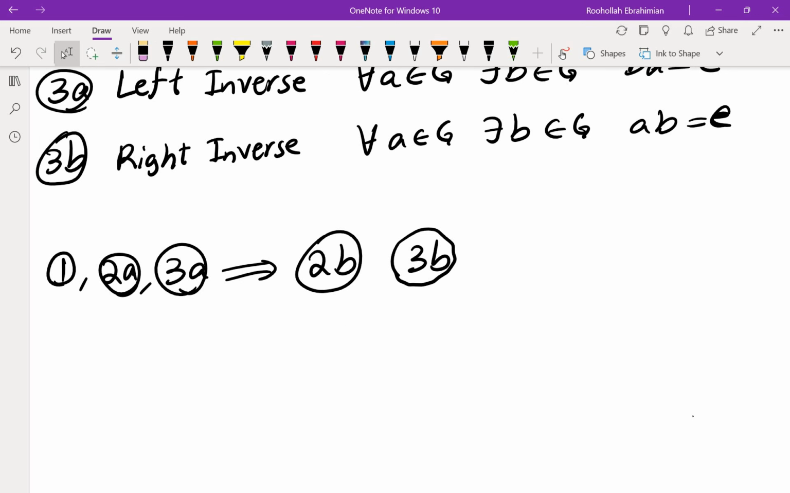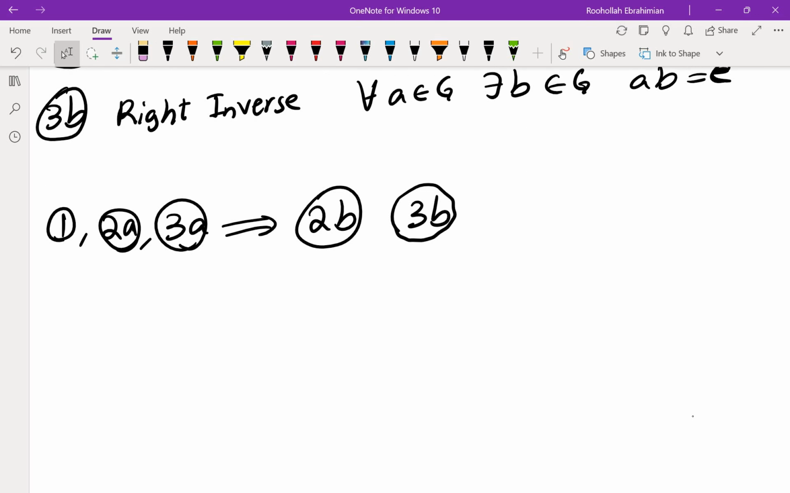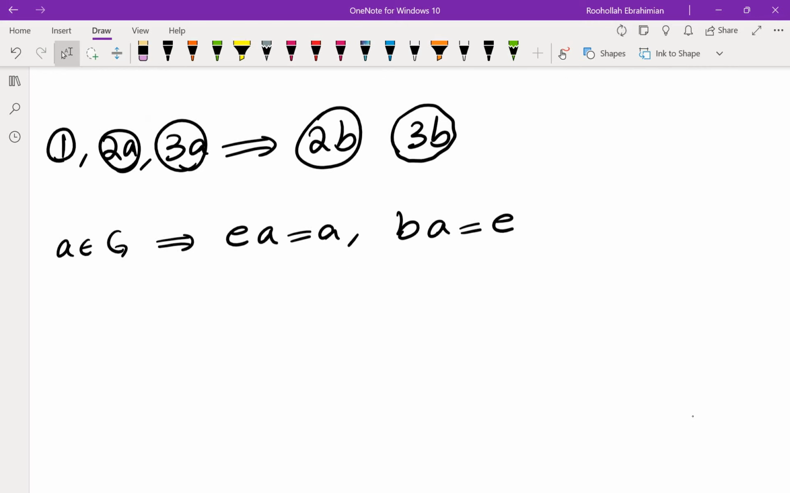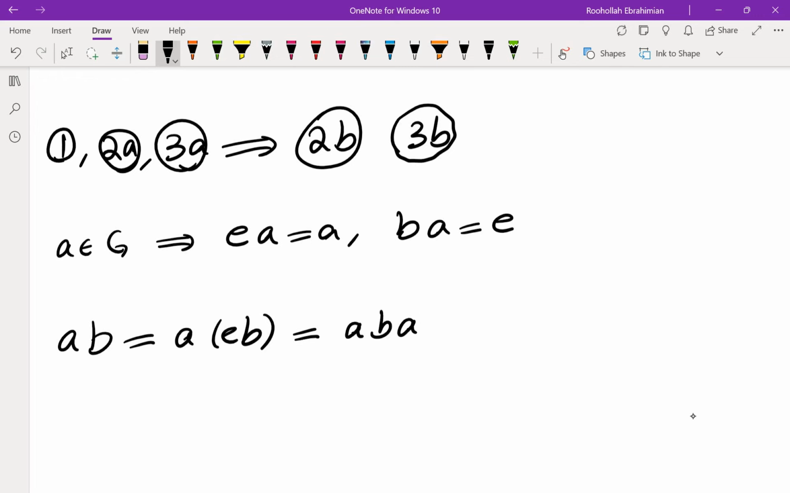So why is it the case that 1, 2a, and 3a imply 2b? What do we know? If I take an element A in G, then EA is A and BA is also E. So every element has an inverse and we have an identity element, but only a left inverse, not a right inverse. We're going to show that in fact B is also a right inverse. So we're going to look at AB. Since B is equal to EB, we can write this as A times EB. And now we're going to write E as BA. So this gives us A, B, A, B.